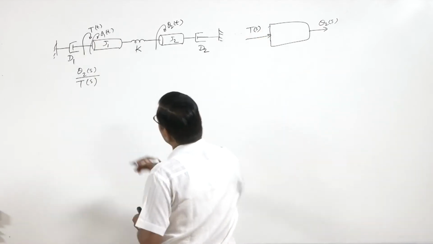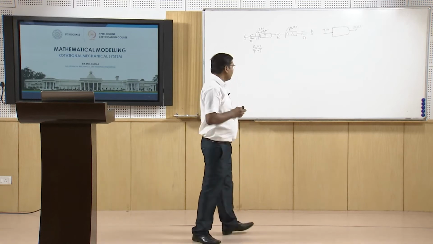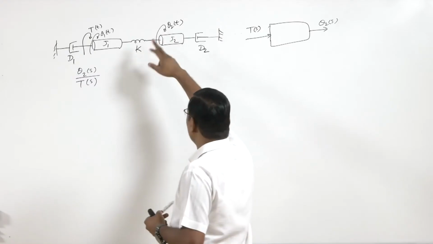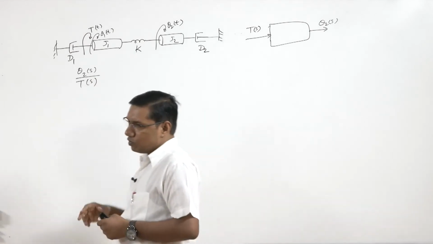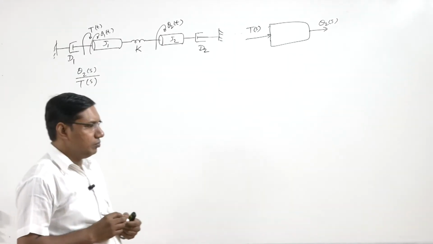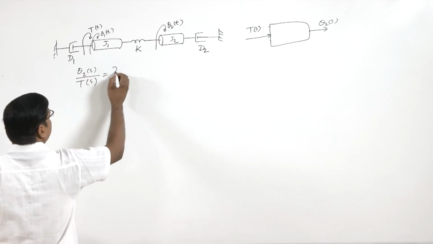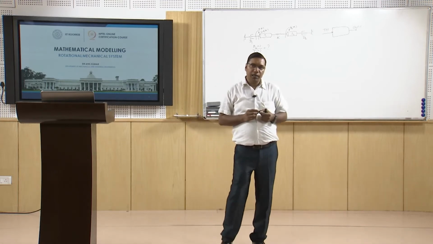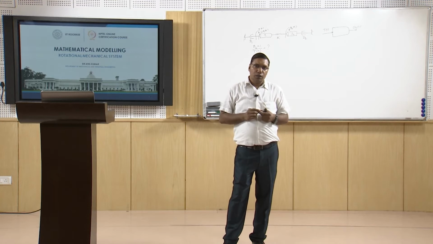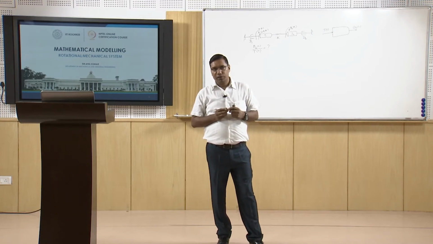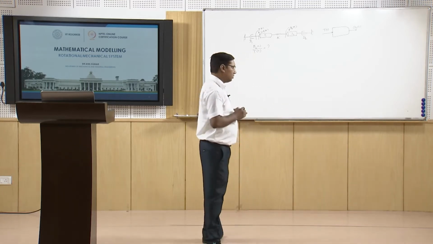The input to the system is the torque and the output is theta 1 and theta 2, but here we are interested in finding the transfer function theta 2(s) by T(s). It is also possible to find the transfer function theta 1(s) by T(s) in the same manner. Now, when we want to find this transfer function, again we have this two degree of freedom system, and we will make the free body diagram and apply Newton's second law in the rotational degree of freedom, and then we find the differential equation of motion of this system.